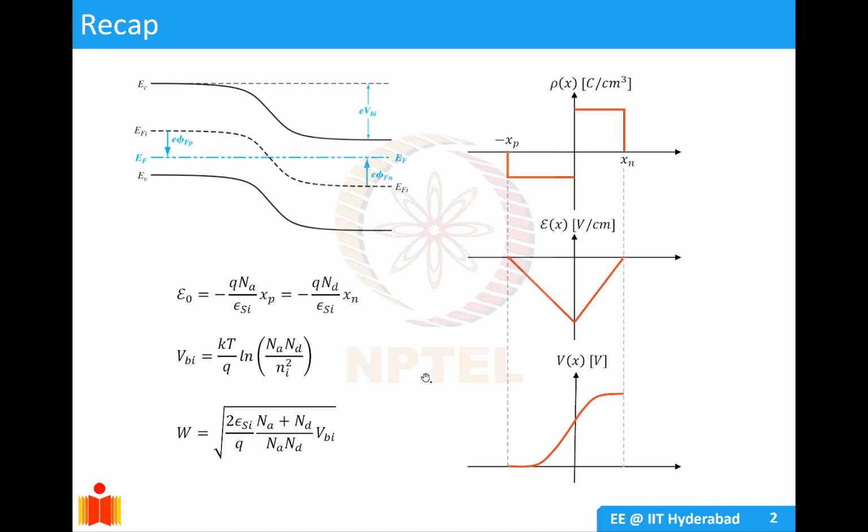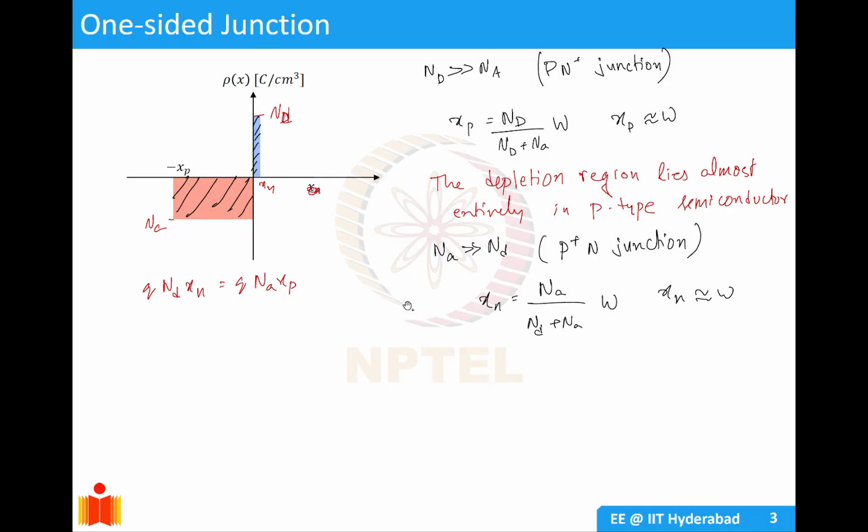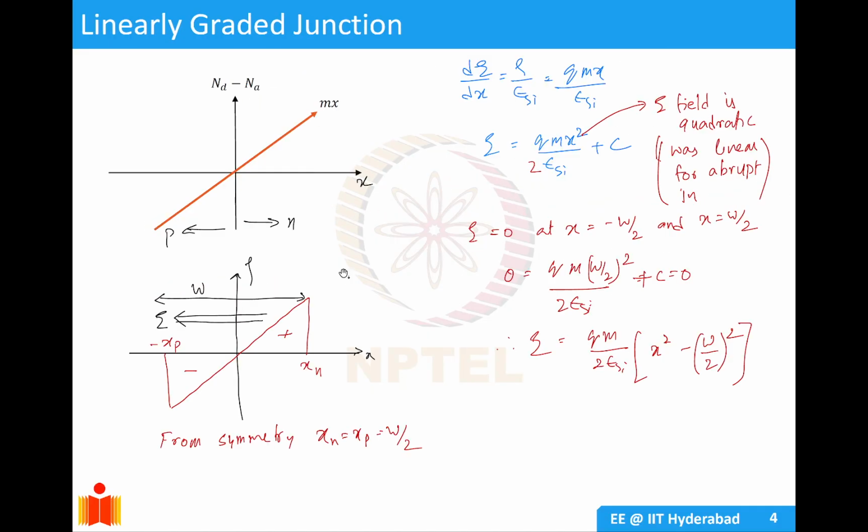So these are the equations we have just studied. One-sided junction: when ND is greater than NA, that is a P-N plus junction, your xp is almost equal to your W. So your depletion region lies almost entirely in the P-type region. And for NA greater than ND, your xn equals W, and the depletion region will lie almost entirely in the N-type region.